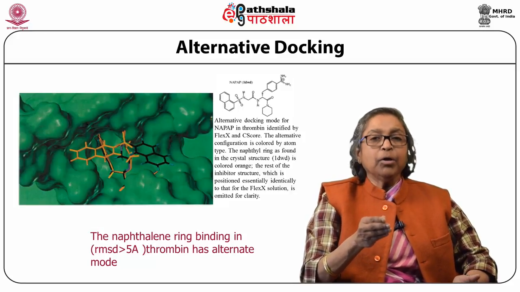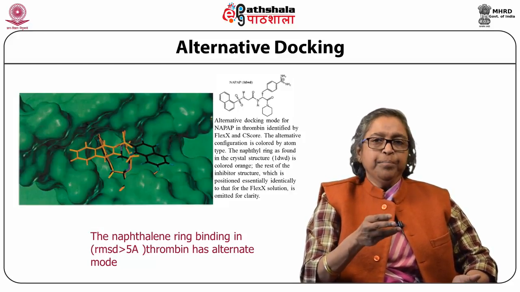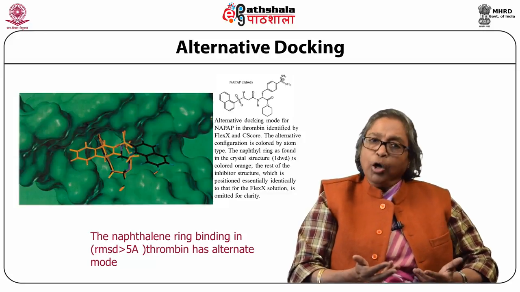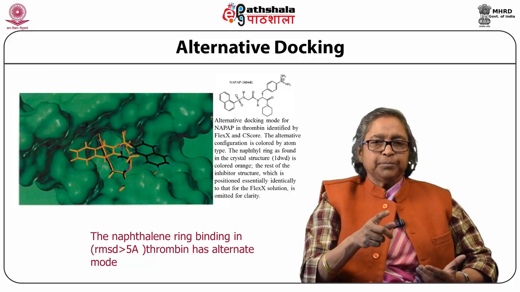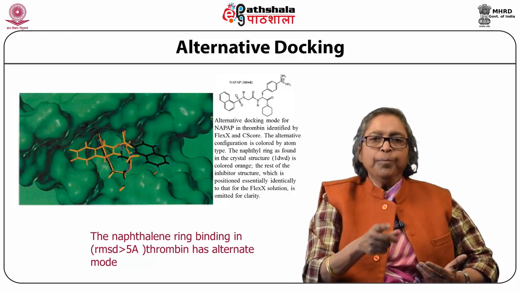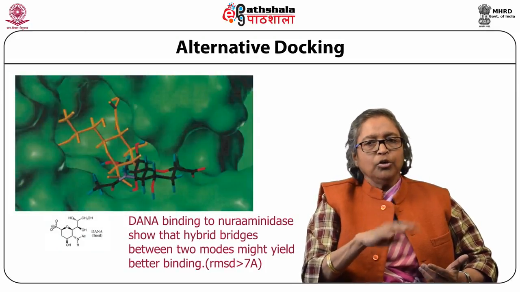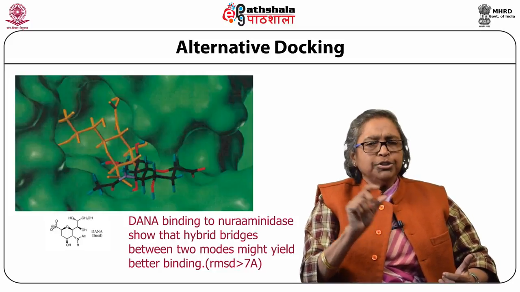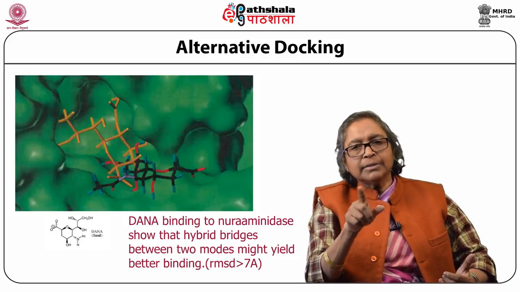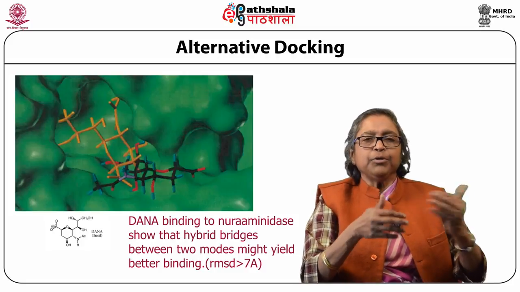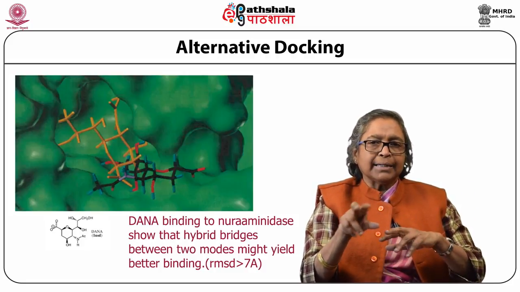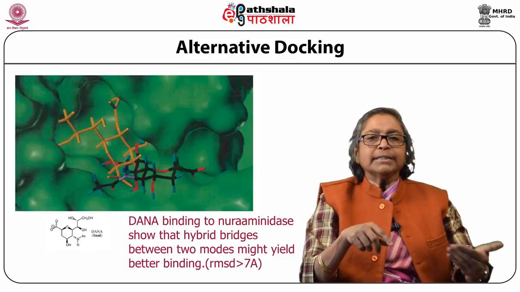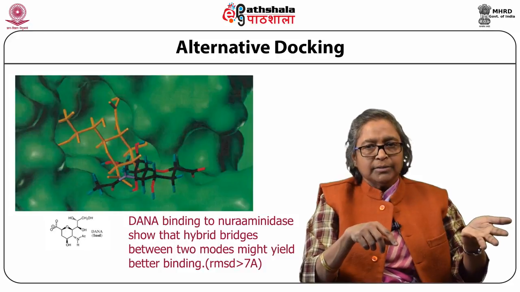Now this is interesting because in some cases the experimentally found binding coefficient might differ if there is an opportunity of alternative docking. Another case study is shown in the next slide, and that is on a different protein called neuraminidase. This also has a large active site, and DNA, which is a small molecule, binds. You can see the binding RMSD between two molecules: the crystal structure is shown in black and red, with green and blue depicting the molecule, and the orange color shows the docking structure.